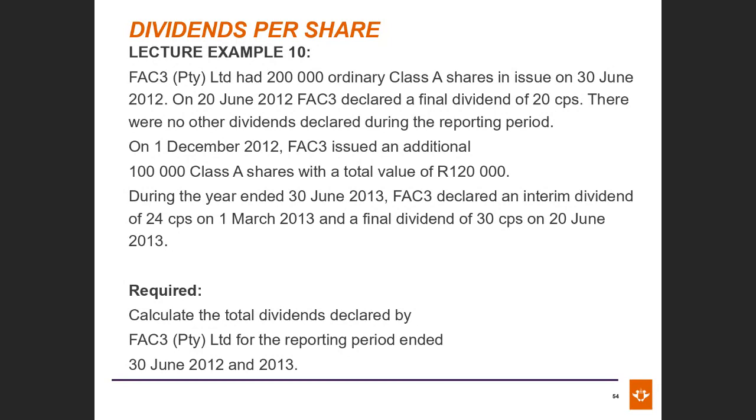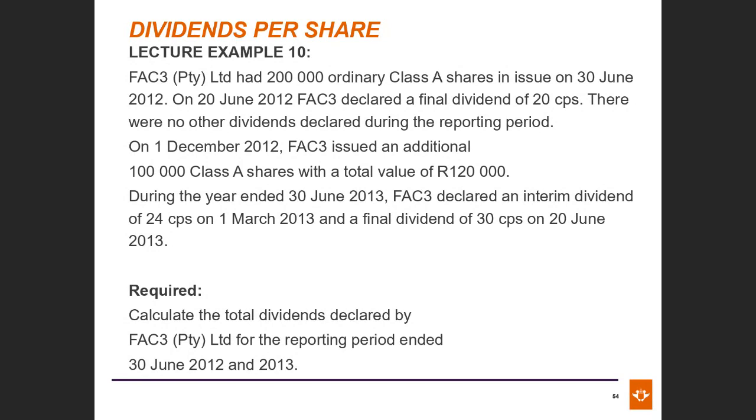Okay, so it's important to look at when is the year end. So we're looking at the reporting period ended 30 June 2012 and 30 June 2013. So just make sure you ask yourself which reporting period does the new share issue fall into. Because it happened 1st of December 2012, this is after 30 June 2012. Therefore, it falls into the year end 2013. Okay, so you're all happy with that.